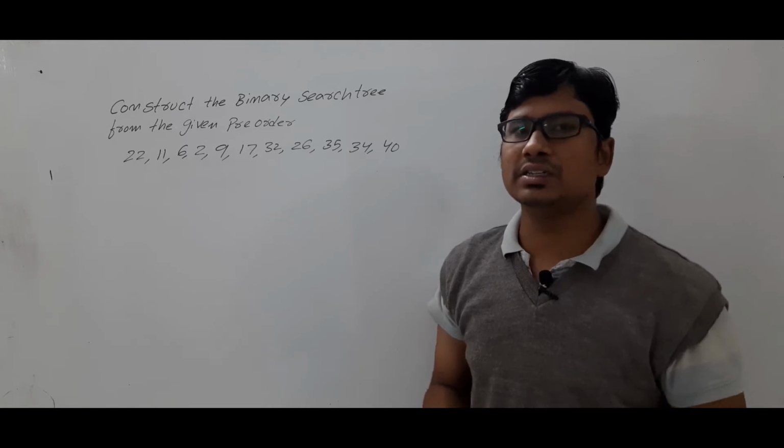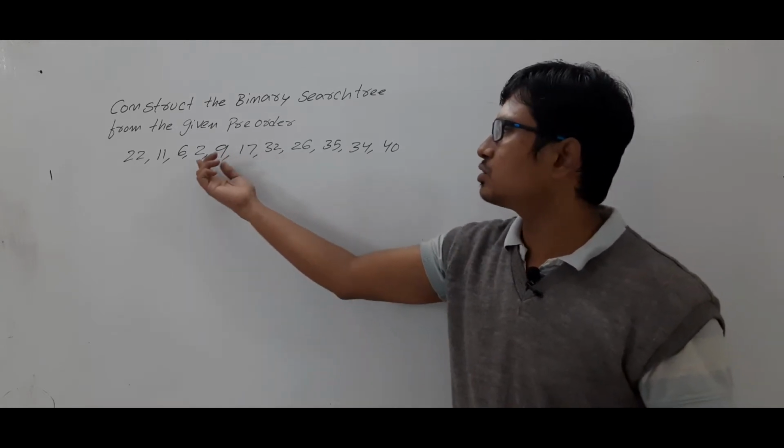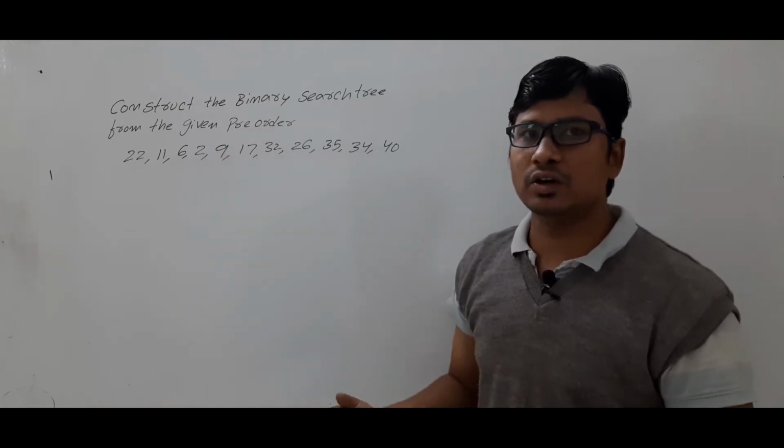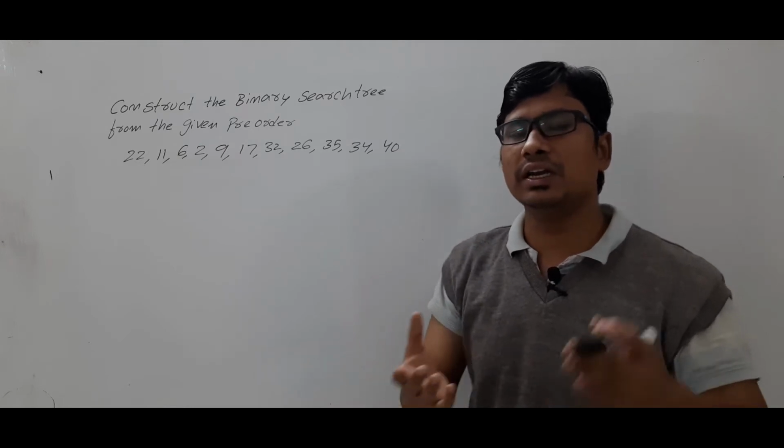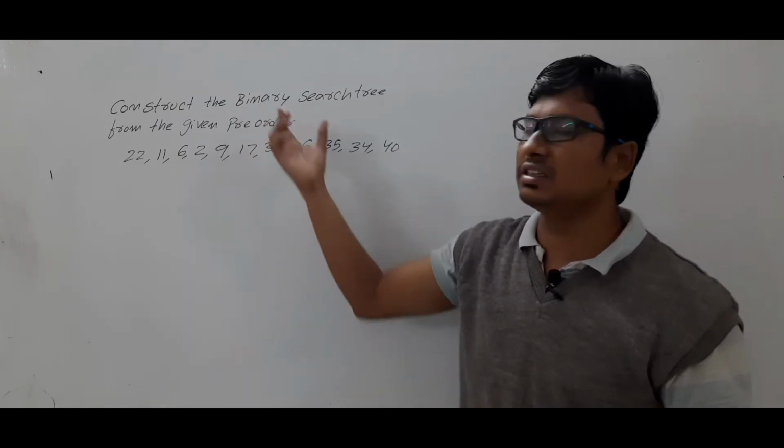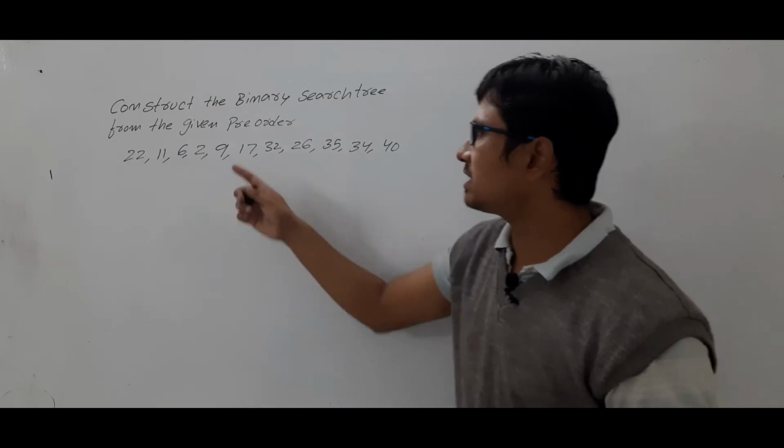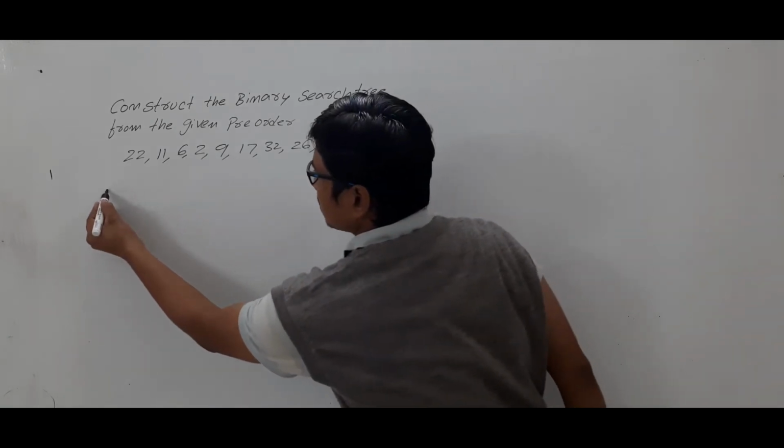For those students, the answer is very simple. Sort all these elements in the increasing order. Whatever the order you are getting, that is the in-order traversal for this binary search tree. So let's sort these elements in the increasing order.